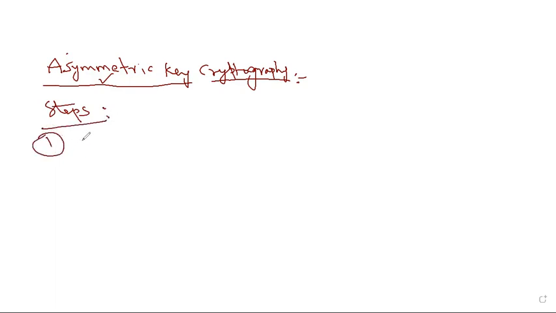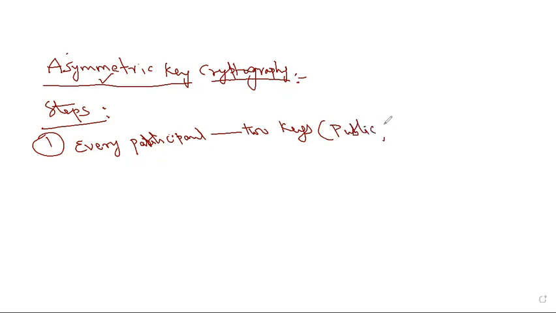The first step is that every participant in this organization or environment, every user, we call them a participant, has the responsibility to generate two keys. Every participant should generate two keys, a pair of keys. One key is called the public key, and the other key is called the private key or secret key.